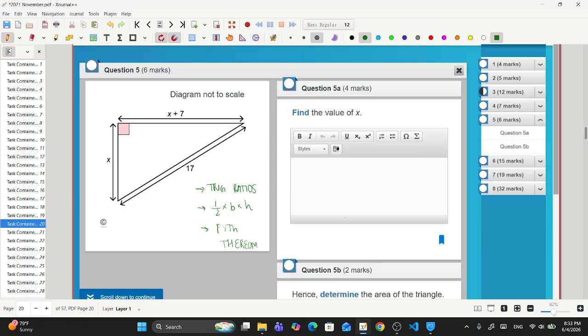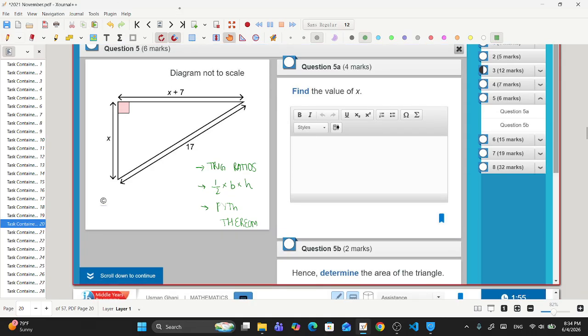Now you have to find the value of x. Can I say that x squared plus x plus 7 whole squared equals 17 squared, right? I definitely can say this. Then what do we do next? We simply expand this bracket. There's some sort of a problem with my writing machine as well.